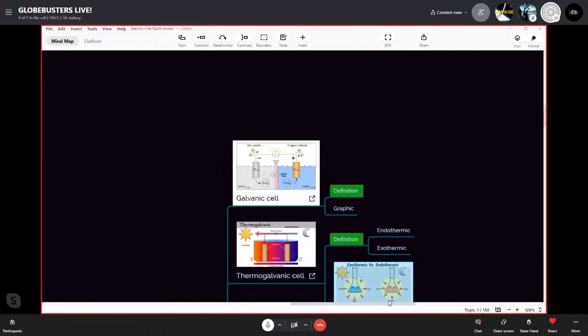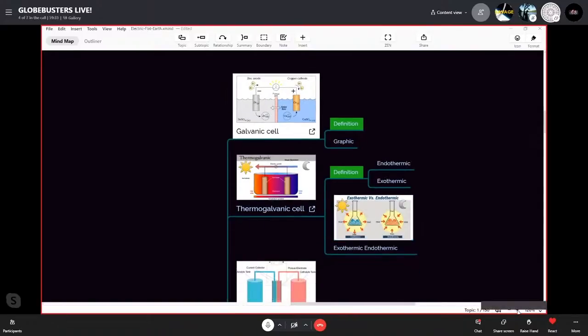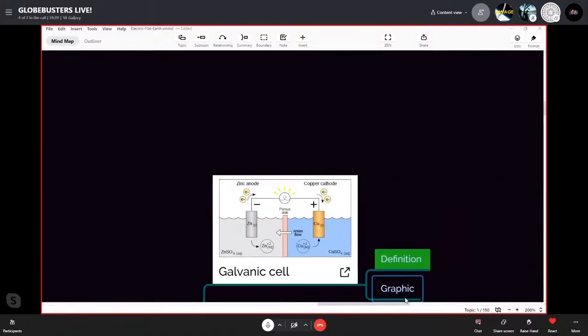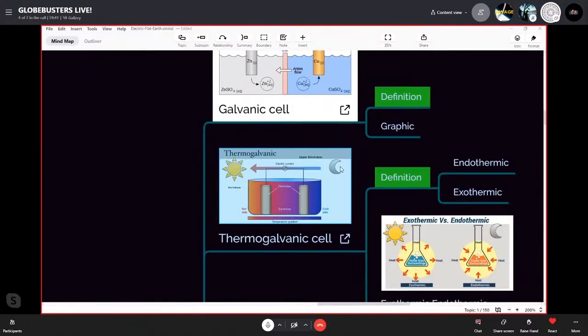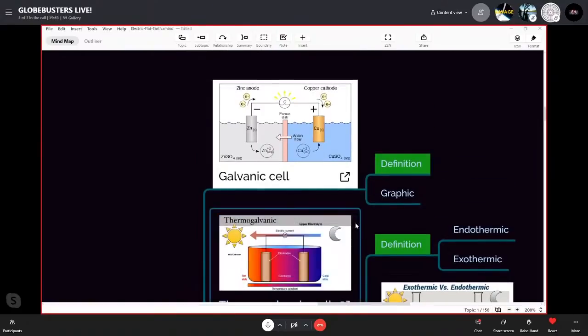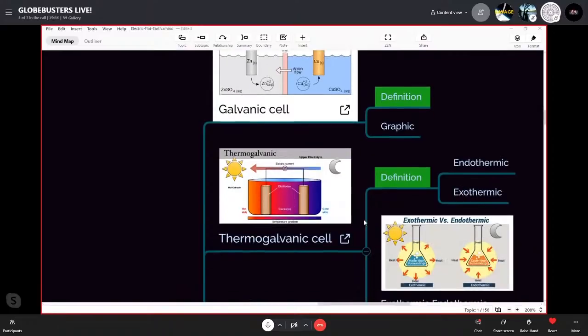So in this case, the sun's hot, the moon's cold, and there's an electric current that actually flows from the cold to the hot. This is the same as in the galvanic cell, where the electric current flows from the anode to the cathode. In this case, it would be from the moon to the sun.